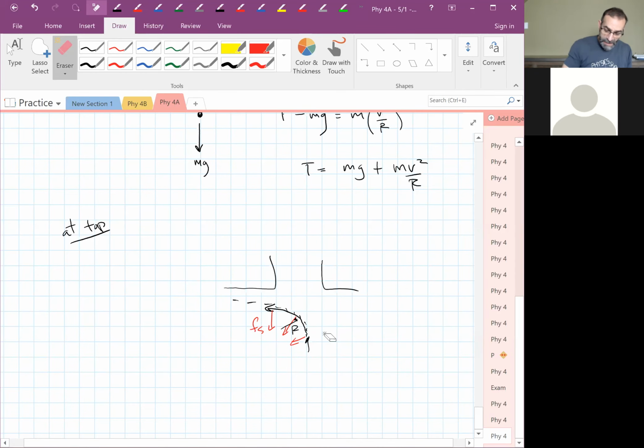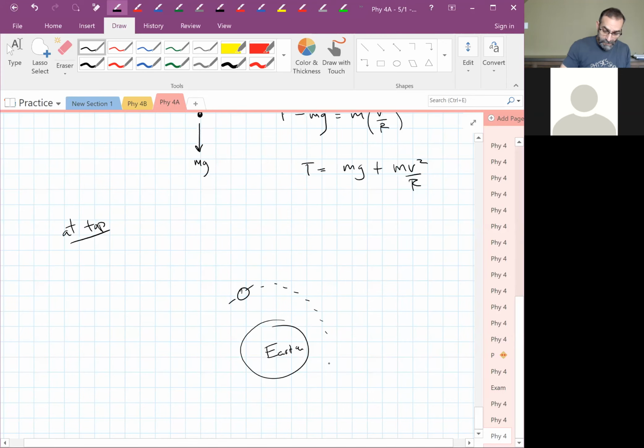What causes the centripetal force for a satellite going around the Earth? Gravity. It's the only force acting on that satellite. If we could shut gravity off, what would happen to our satellite? It would all of a sudden start moving in a straight line. It would be out of here. But with gravity pulling on it, the satellite keeps moving in an orbit.